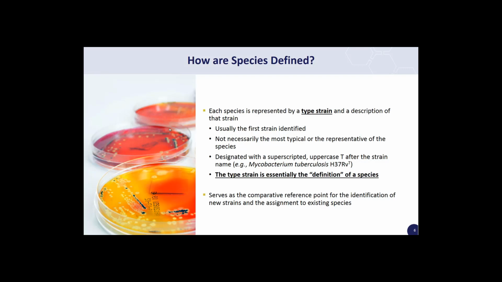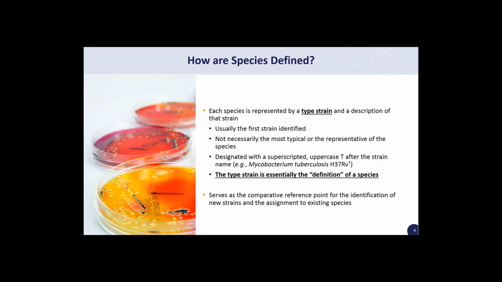Type strains are designated with an uppercase T as a superscript after the strain name. The example most relevant to this presentation is the H37Rv strain of Mycobacterium tuberculosis, which is shown here in the proper format indicating it as a type strain. Because the type strain of a species is an officially recognized entity describing the species, it can essentially be thought of as forming the definition of the species.